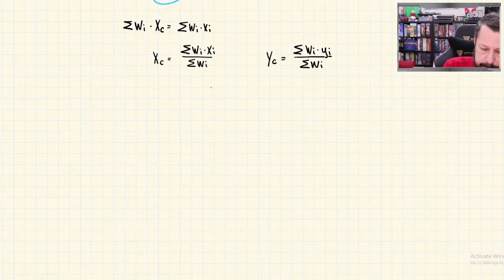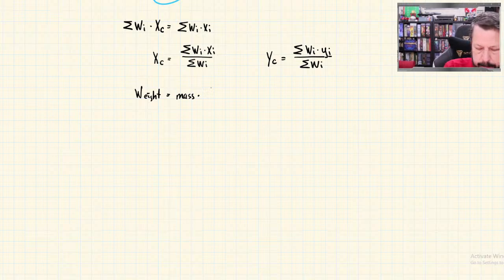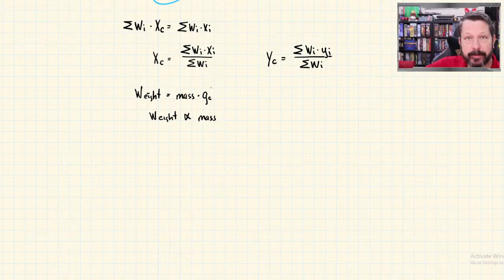So one of them is that weight equals mass times g sub c, which is weight is proportional to mass. We're assuming that g sub c, the gravitational constant, does not change from one end of a T-beam to the other end of the T-beam. We're not making space elevators or something like that. We're making a skyscraper maybe, but for all practical purposes, the acceleration due to gravity doesn't change from one piece of this beam to the other end of this beam. So we can pretty safely say that.